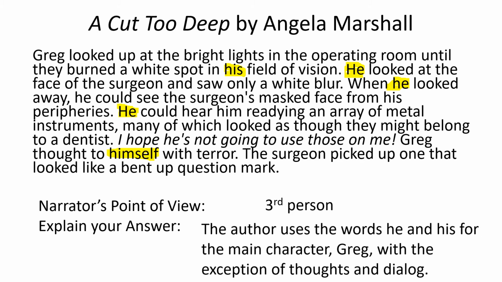The author uses the words he and his for the main character, Greg, with the exception of thoughts and dialogue. So you can see the only place that the author uses I is in this italicized sentence: I hope he's not going to use those on me. And it says then Greg thought to himself. We can't count that because it's a thought, and it's not really the majority of the writing. So just be careful with thoughts and dialogue. Look outside the thoughts and dialogue for those pronouns. And of course, these are your third person pronouns. So this would be written in third person point of view.